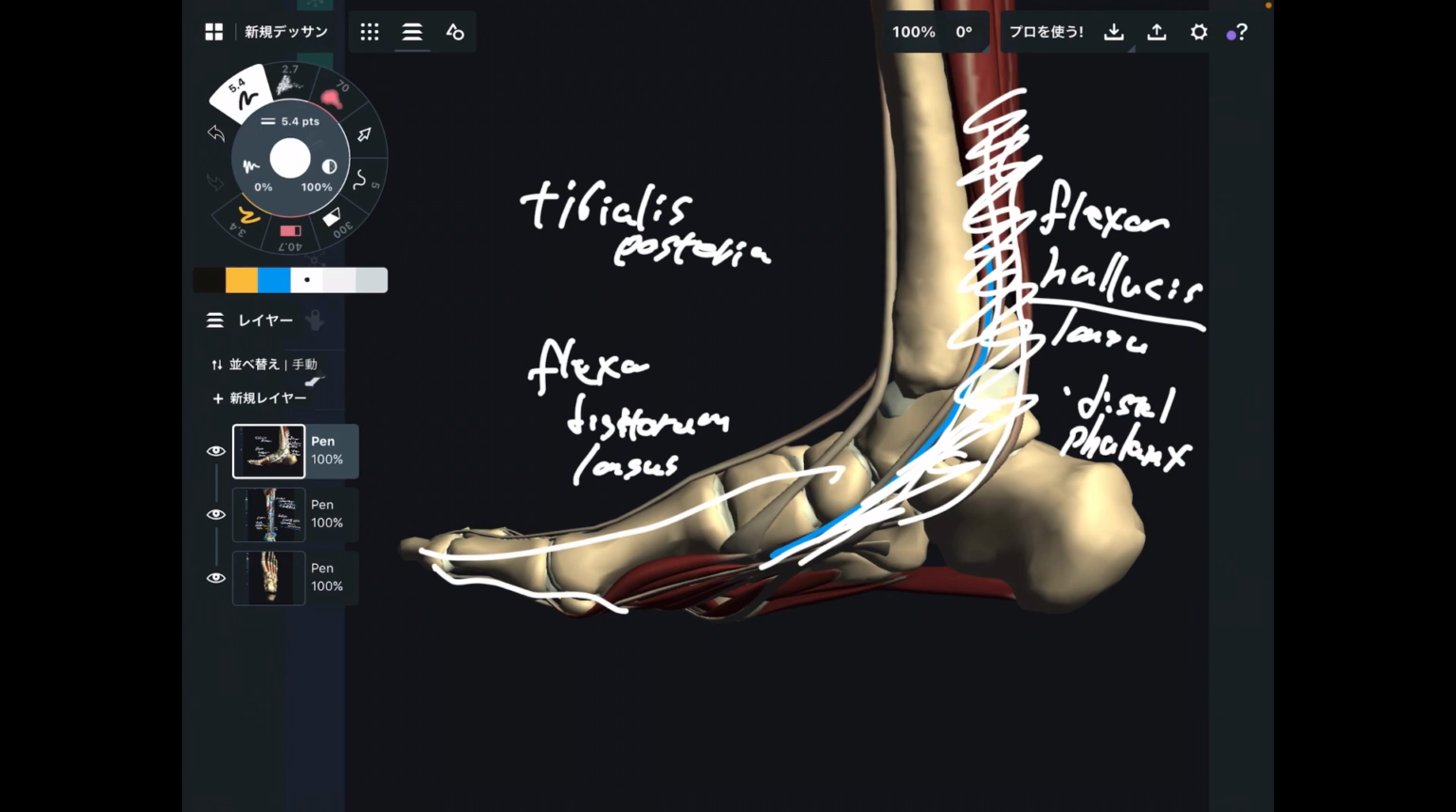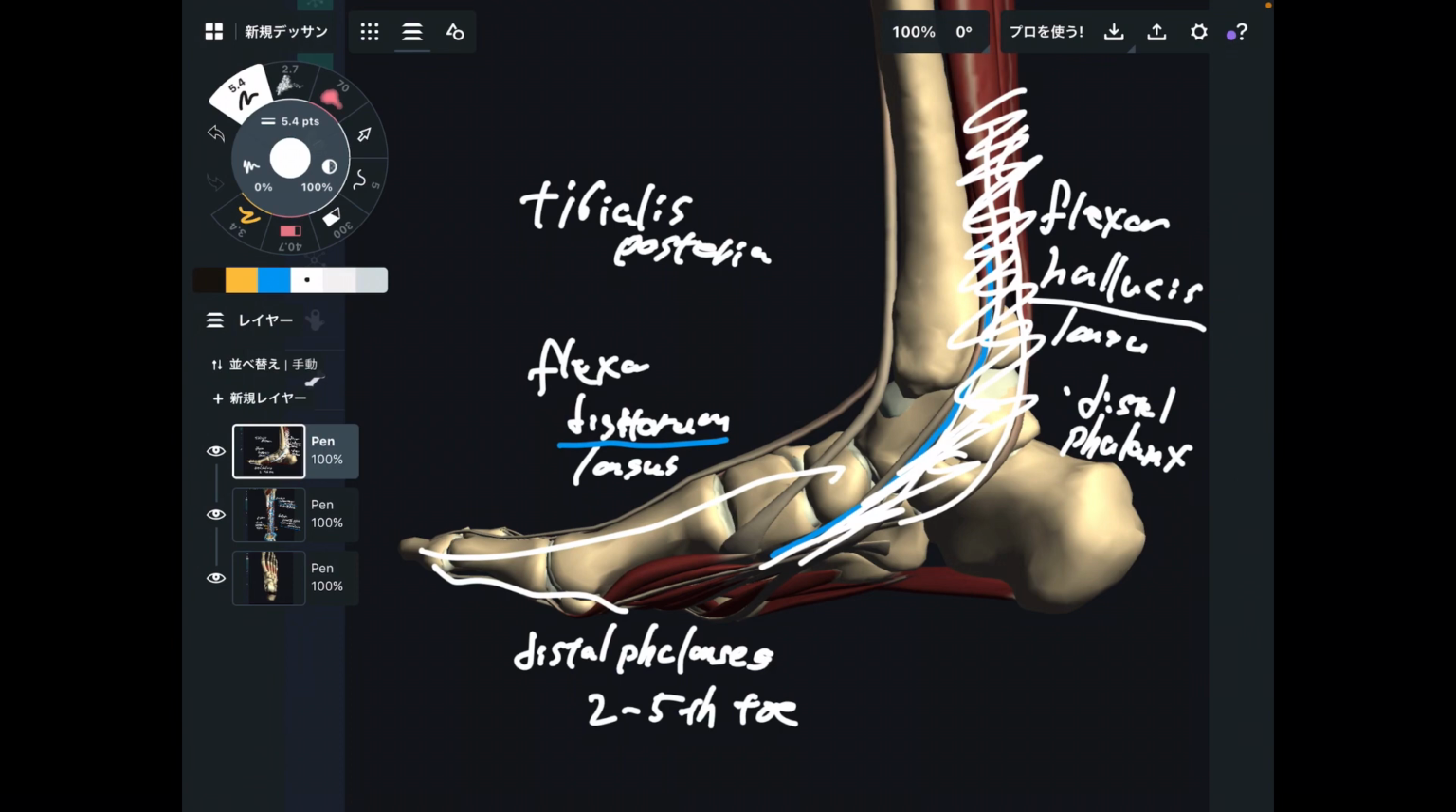How about flexor digitorum longus? Digitorum means fingers or toes. This muscle attaches to the other four toes. Same thing. Distal phalanges of the second through fifth toe. This second to fifth toe, the distal phalanges. This is for flexor digitorum longus.